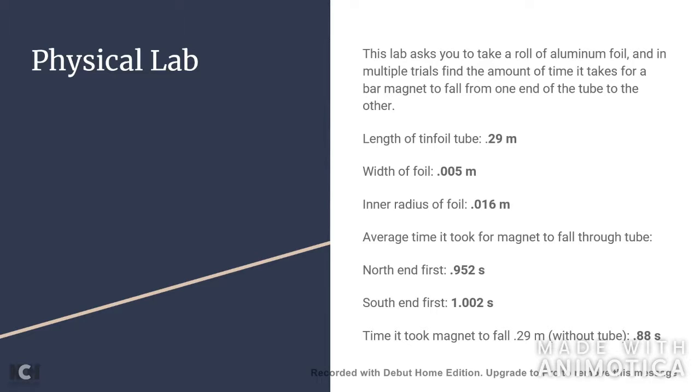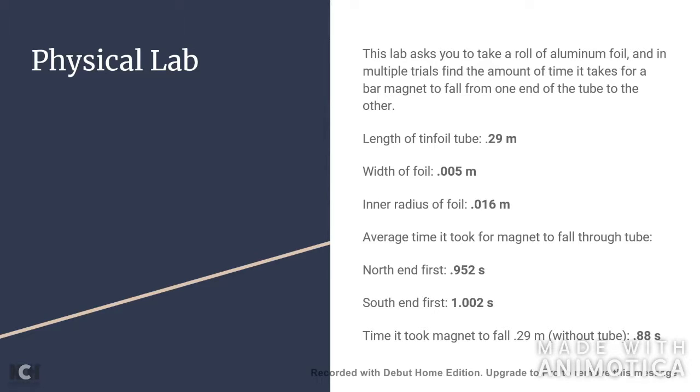The length of the tinfoil tube was 0.29 meters. The width of the foil was 0.005 meters. The inner radius of the foil was 0.016 meters. After 10 trials of dropping the magnet north end first and 10 trials dropping the magnet south end first, I found the averages. When I dropped the north end in, the average was 0.952 seconds. Meanwhile, when I dropped the south end first, the average was 1.002 seconds. As you can see, these values are basically the same.